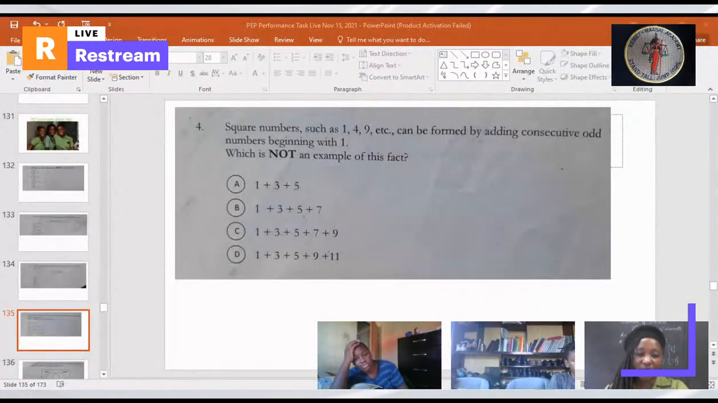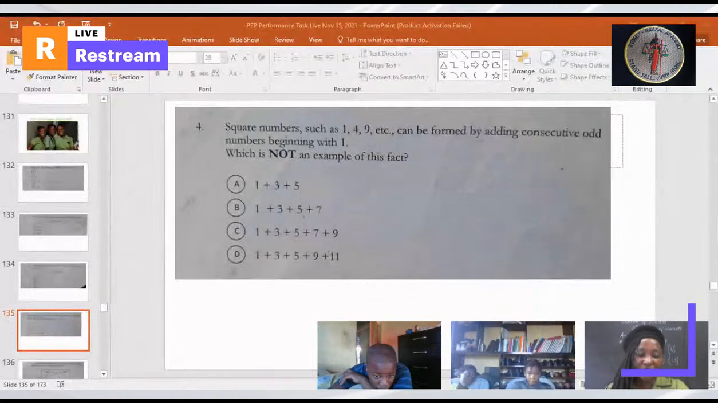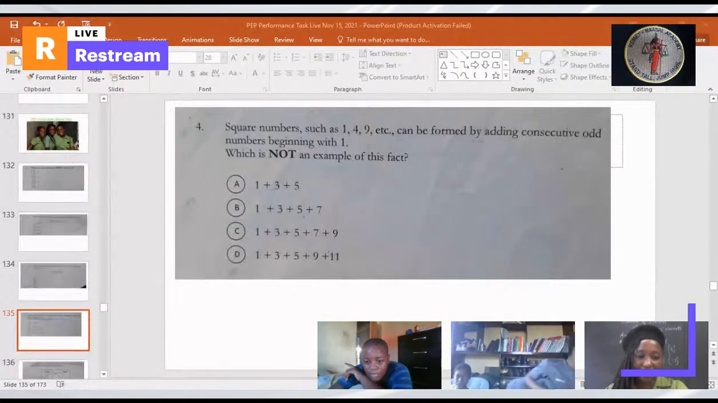So we can get square numbers by adding consecutive odd numbers. Start with 1. Consecutive means the next one, not skipping any. So which one does not follow this rule? In which case, when we add those odd numbers, it doesn't give us a square number? That's what they're asking. In which case are the numbers not consecutive odd numbers? Which one of them has an odd number missing from the line?